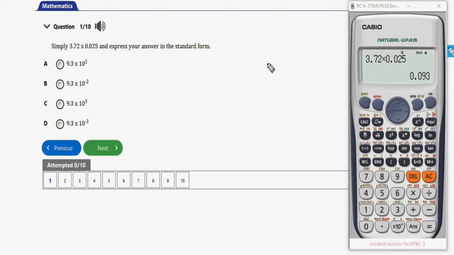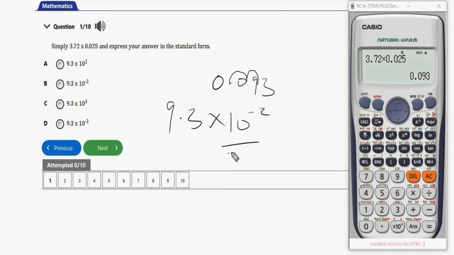So we have it to be 0.093. Now to express this in standard form, this is the point here. So we're going to move 2 times. This is the middle point, so you're going to move 1 and 2 to put the point in between these non-zero numbers. So the expression in standard form will be 9.3 times 10 to the power negative 2, since we move 2 times. So the right option in this question is option B.